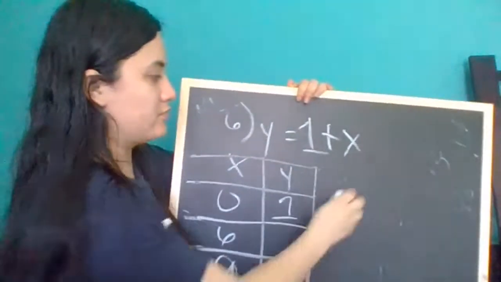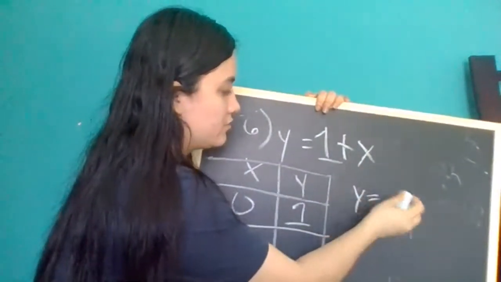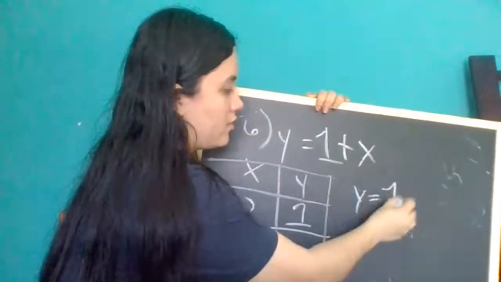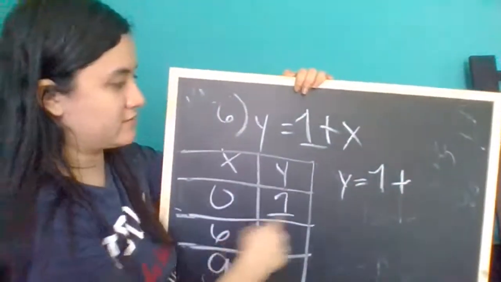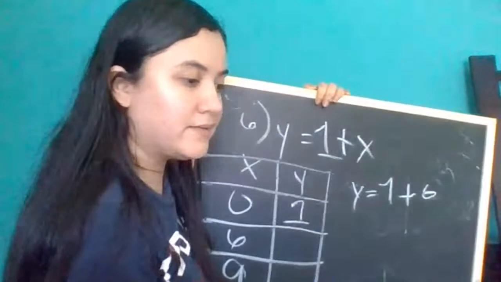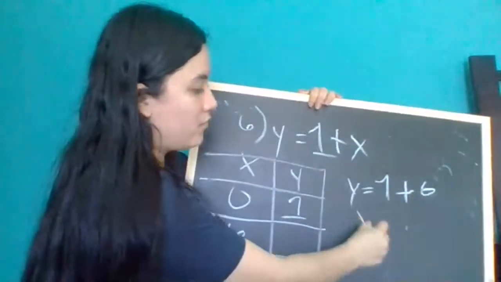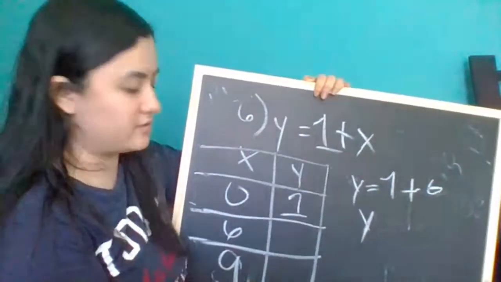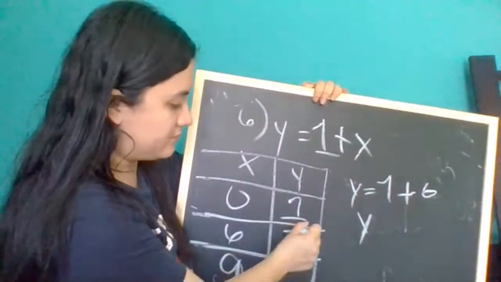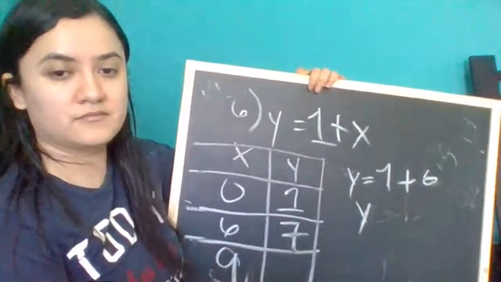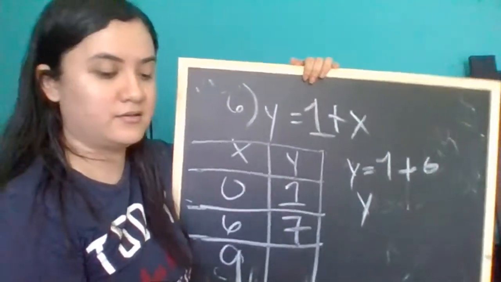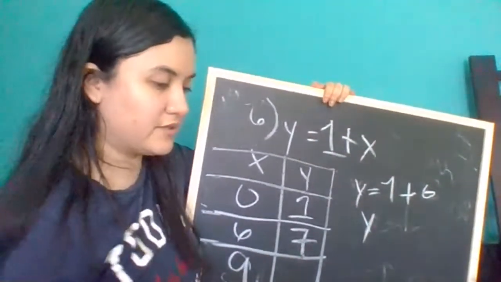Now let's do the second one. Let's substitute. Y equals 1 plus 6, right? And y will be equal to 7. Very good. Very good. And the last one. Who can tell me the last one?